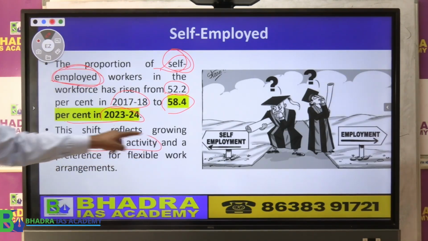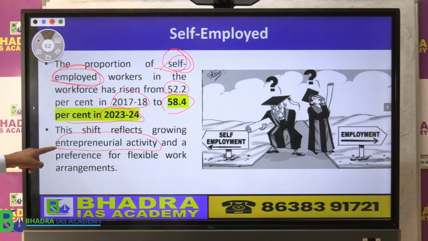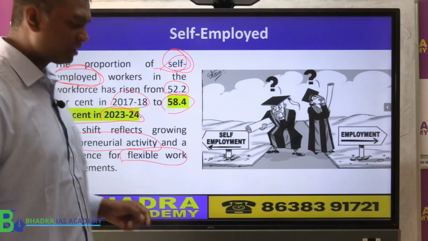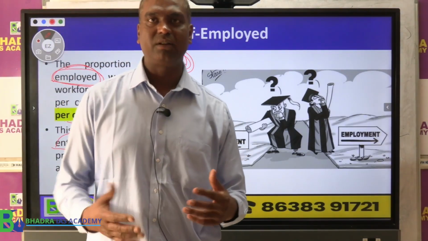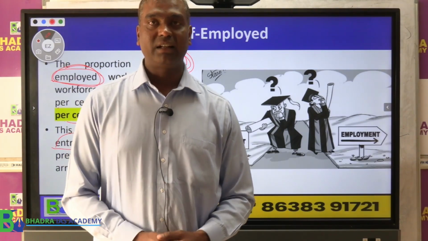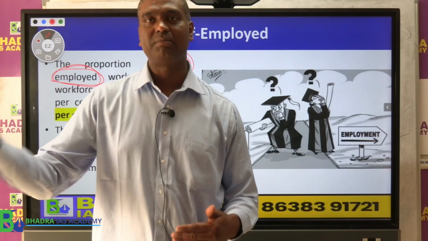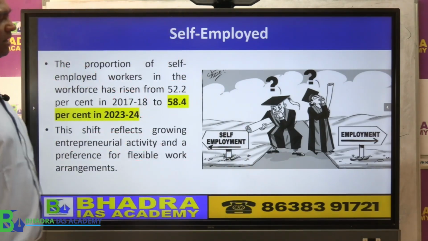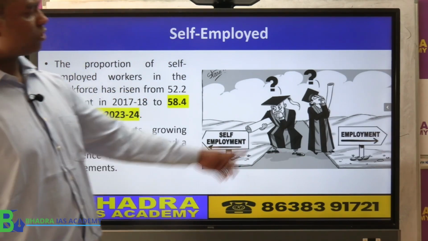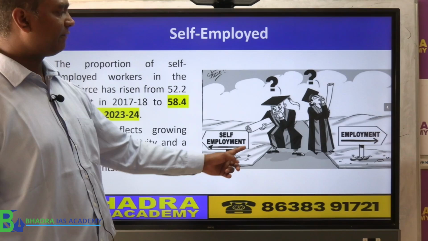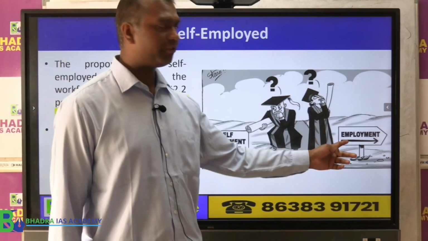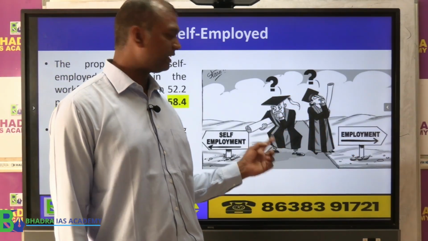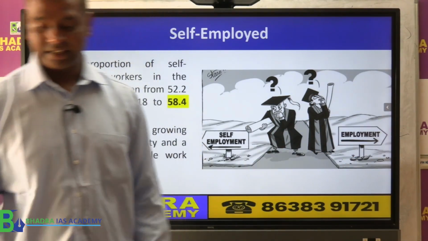That many people are now becoming entrepreneurs by themselves because they prefer flexible work. They would like to have their own job created rather than working for somebody else. Clear? This is a very interesting analysis. Today most people are moving towards self-employment rather than waiting for employment. The percentage is slowly increasing.